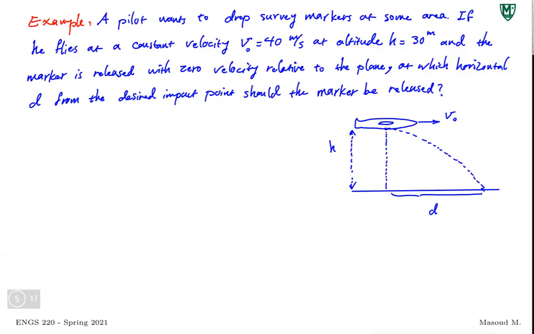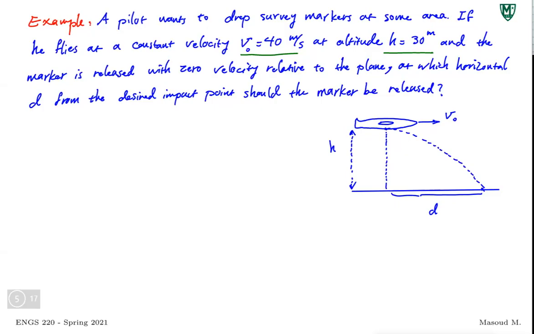Altitude h is 30 meters, right? These are given. This is v and this is h. Now, another piece of information we're given is that the markers are released with zero velocity relative to the plane. So there is no velocity difference between the marker and the plane at the moment that these markers are released. At the moment when they release the markers, the marker has the same velocity as the plane.